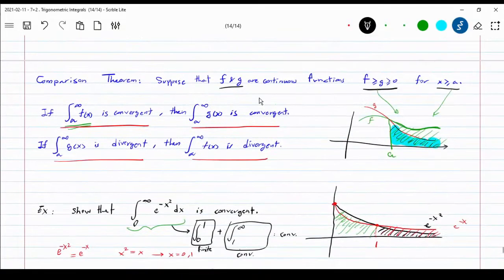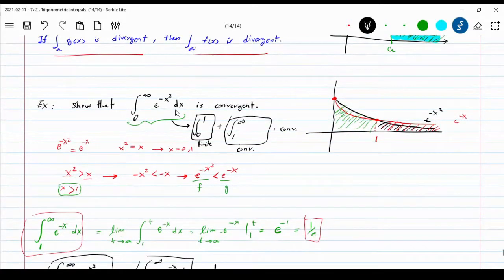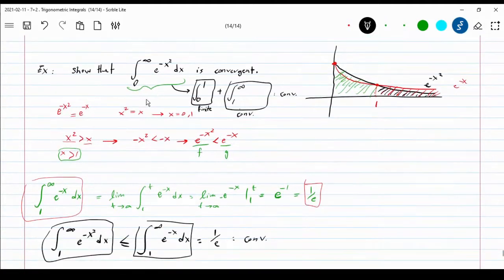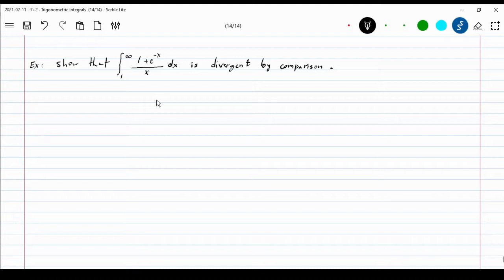You don't need to figure out the value. The value is not that easy to calculate for this integral, but later on, hopefully in Calc 3, we will figure out the value of this integral as well. Or maybe later on, actually, in this textbook. I'm not sure about that, but it's not that easy to calculate.